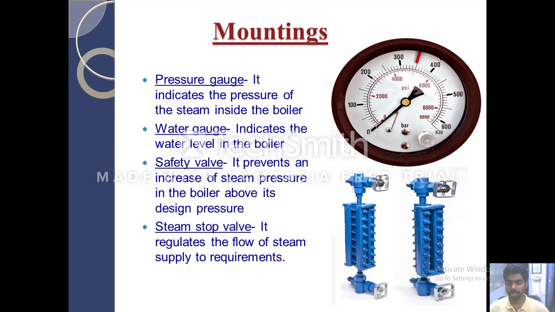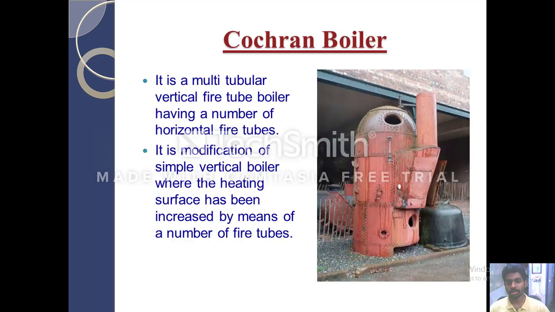These are some mountings which are usually placed in all the boilers. Some of them are: pressure gauge, which indicates the pressure of the steam inside the boiler. Water gauge, which indicates the water level in the boiler. Safety valve, which prevents an increase of steam pressure in the boiler above its design pressure. Steam stop valve, which regulates the flow of steam supply to requirements.